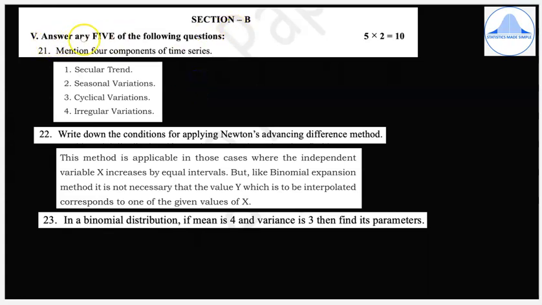Section B, fifth main, answer any 5 of the following questions. 5 into 2 is equal to 10.